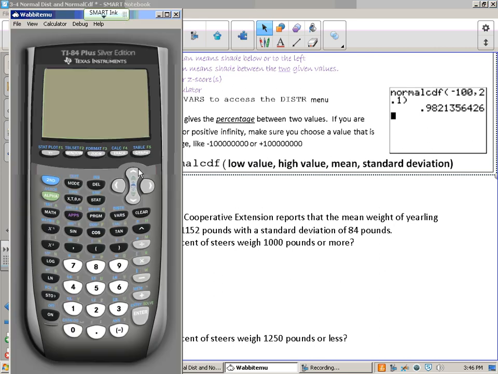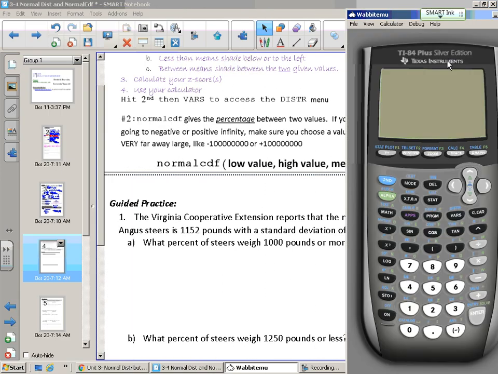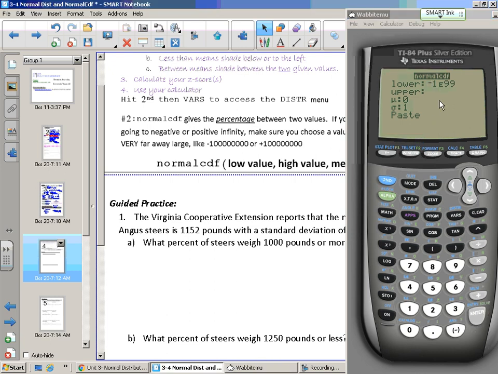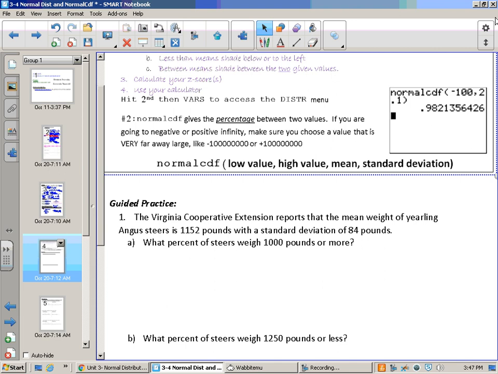In your calculator, you are going to hit second, then vars. So turn your calculator on, hit second, then vars, and then we are going to use the normal CDF function. It's number 2. Make sure it says CDF. When you get there, your calculator will ask you for some values. If your calculator doesn't look like this, then it might be going across, and it would look more like this picture.